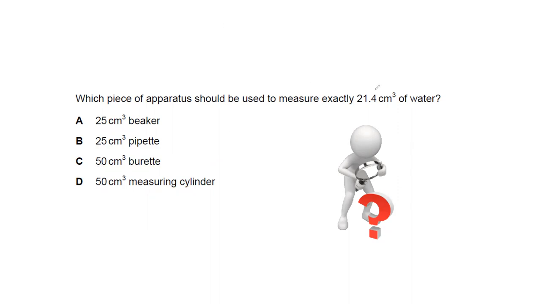So whenever you see a decimal place here, like 21.4, 13.2, or any number like 0.1, 0.2, 0.3, then which is the best apparatus? We always select a burette. If it is a fixed volume, like if instead of 21, it was written 25.0 accurately, we can use a pipette.